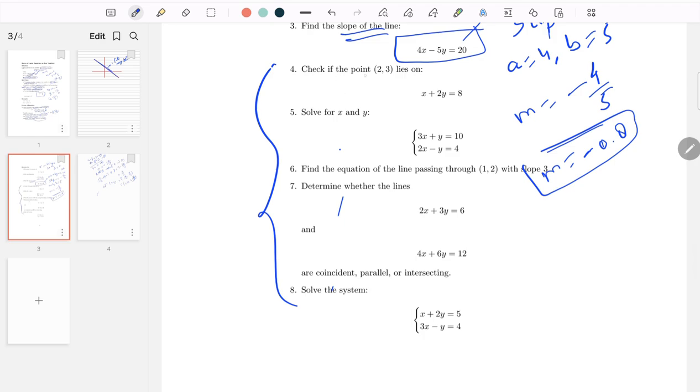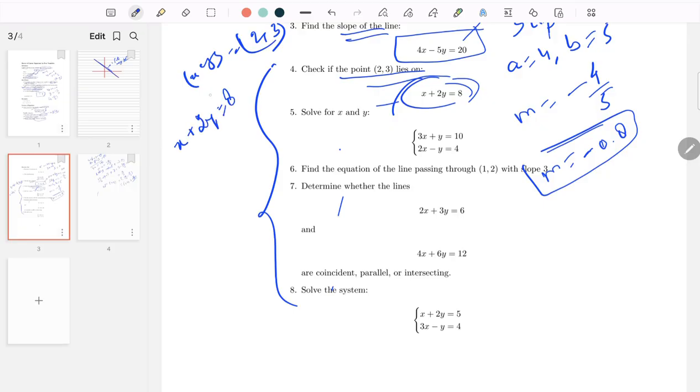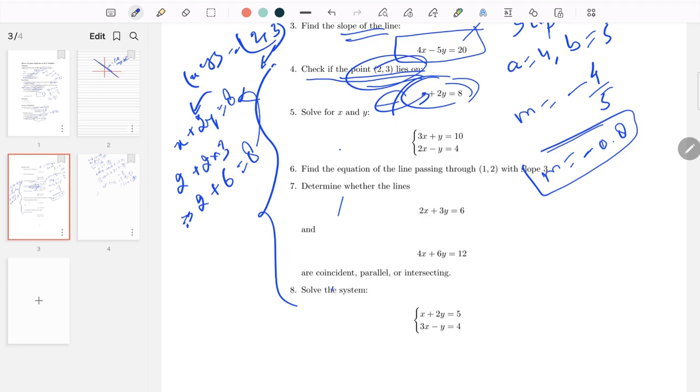Here: check if the point (2, 3) lies on it. If it lies on it, then it should satisfy the equation, like x equal to 2, y equal to 3. So if (2, 3) lies on x plus 2y equal to 8, then this should be satisfied. So put x equal to 2 and y equal to 3. So 2 plus 2 into 3 is equal to 2 plus 6 equal to 8. So it is satisfied. This implies the point (2, 3) lies on this equation.